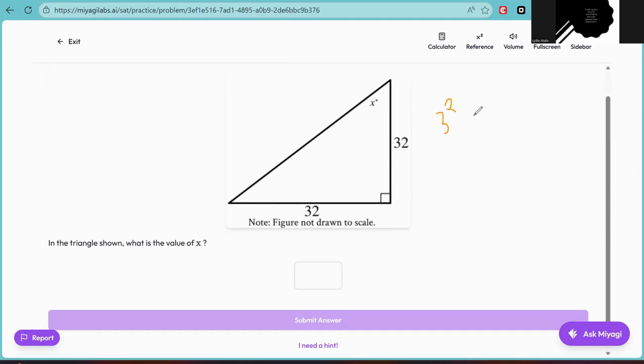Since we have this laid out, it's going to be 32 squared plus, oh, whoa, sorry, told you school. Oh, my gooseness. Apologies.